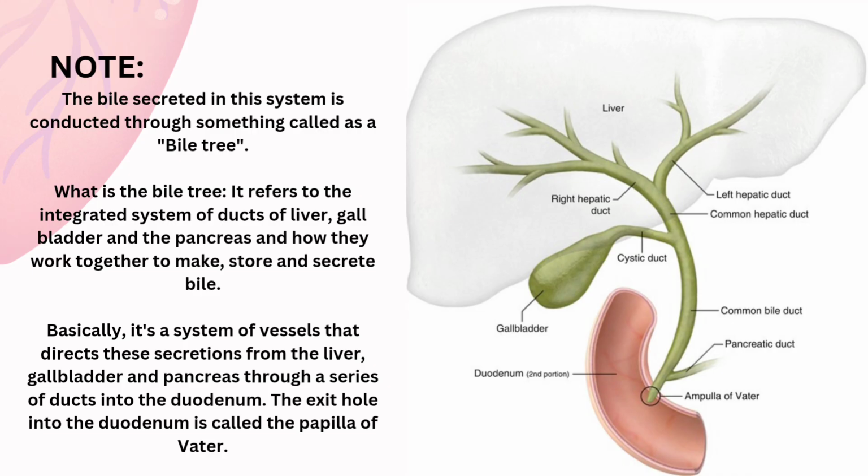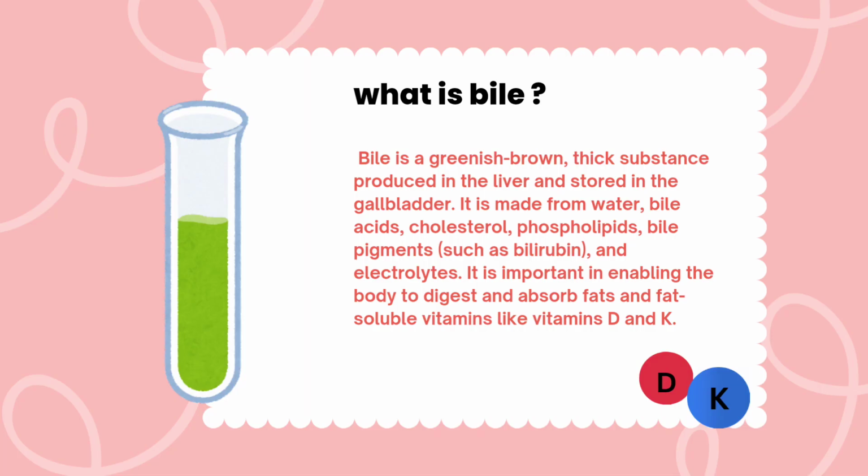Bile secreted in the system is conducted through something called the bile tree. It refers to the integrated system of ducts of the liver, gallbladder and pancreas and how they work together to make, store and secrete bile. What is bile?